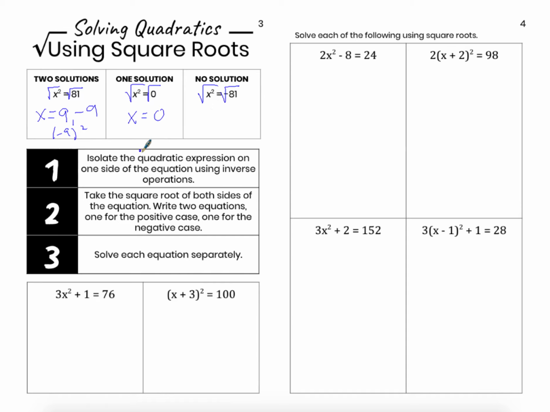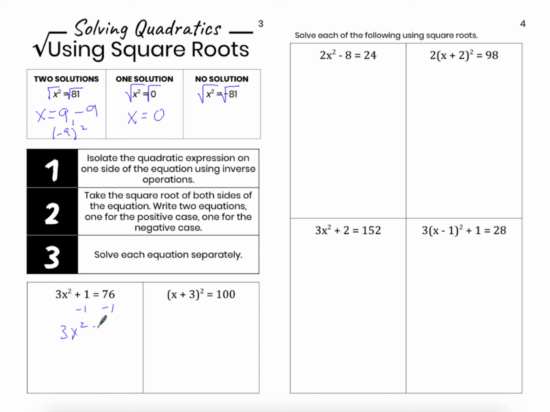The first thing we would need to do is isolate the quadratic expression on one side of the equation using inverse operations. So in other words, just kind of pretending that this is an x, we perform the same inverse operations we would do to solve the equation 3x plus 1 equals 76. If we think about our flowchart idea, we square x, multiply it by 3, then add 1. Working backwards with inverse operations, we first undo that addition.